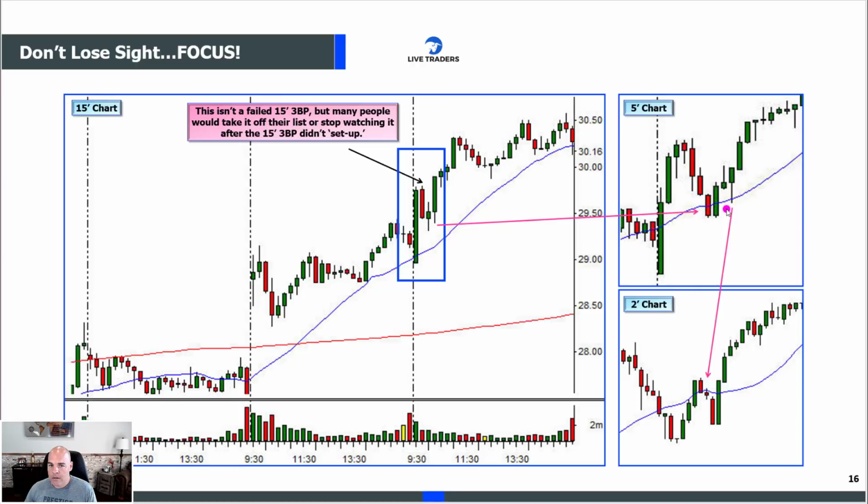A perfect, beautiful, awesome, fantastic buy setup, right? So you have your lower high, moving average. You know you're near support because I can just go to the 15 minute. I can see the minor price support right there. In fact, I know it's roughly a 50% retracement.